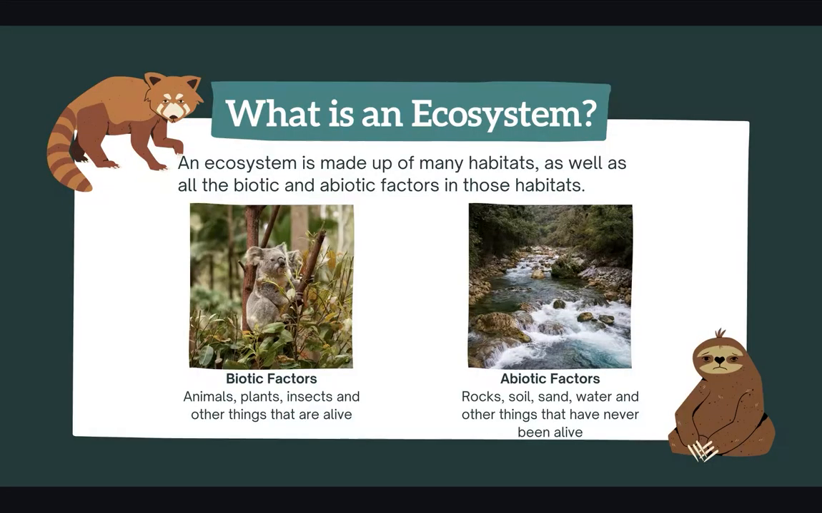So just as a quick refresher, an ecosystem is made up of many different habitats, as well as all of the biotic and abiotic factors found in those habitats. Remember that biotic factors are living things or things that were once living, and abiotic factors are non-living things in an ecosystem, things that have never been alive.